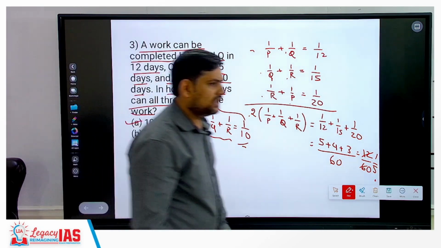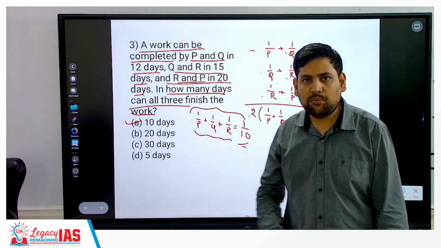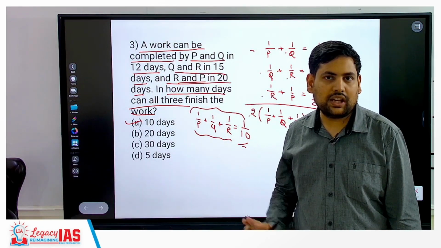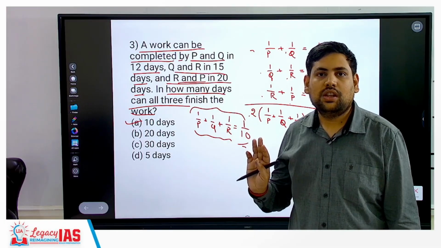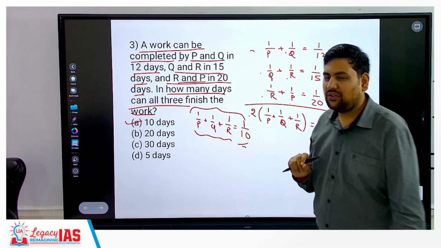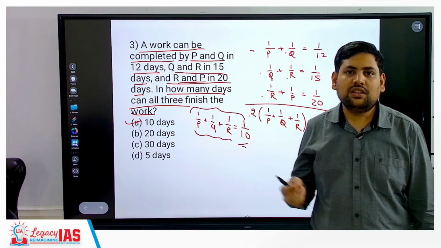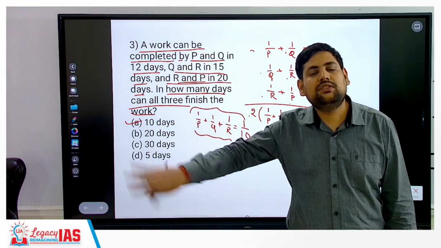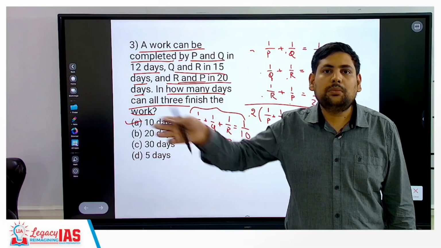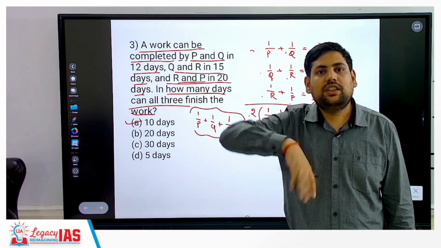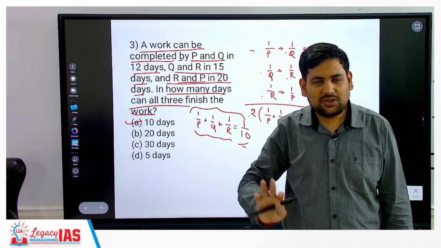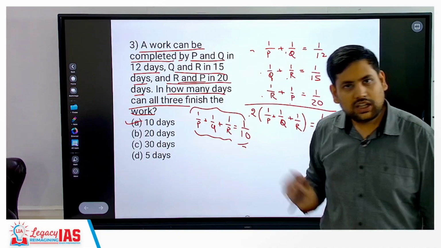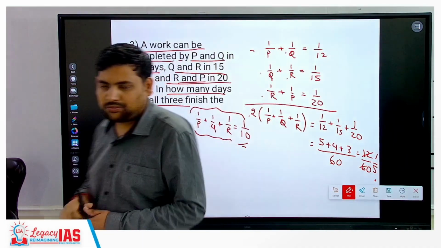Understood? Simple. This is the logic of how you do combination-based questions, okay, when they are working throughout. In the next class, we'll see questions you might have seen, like some people, let's say A, B, C, start the work together, then A leaves midway and some D joins midway, then they work for this many days. So all that we'll see in the next class. Understood? These are simple combination problems. Thank you.